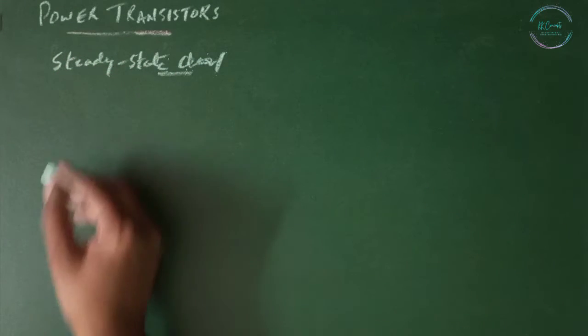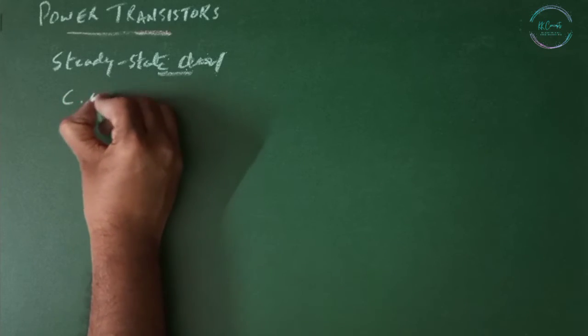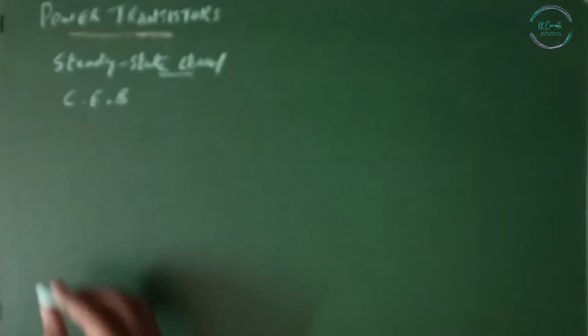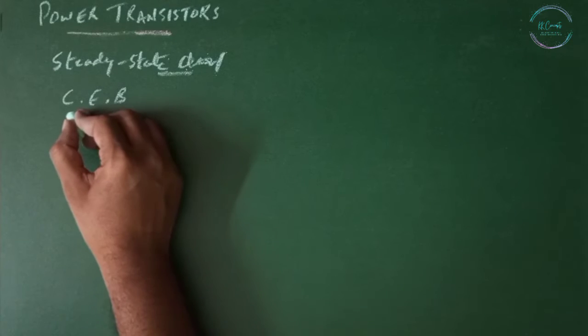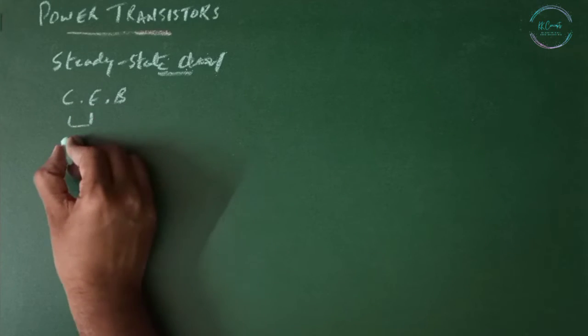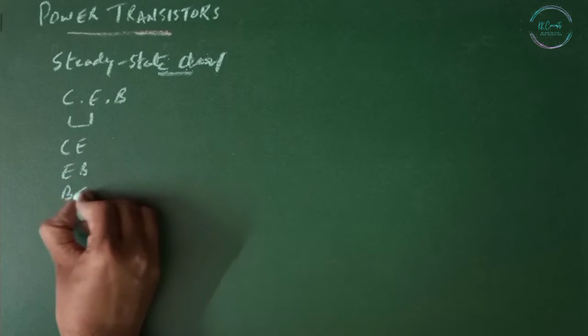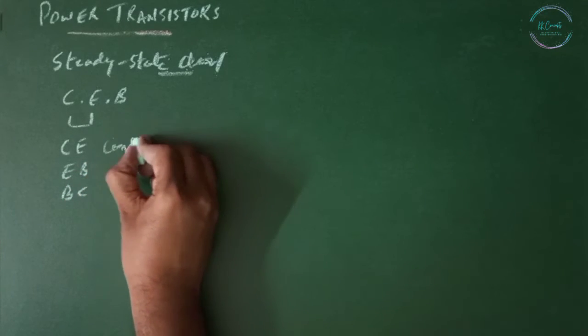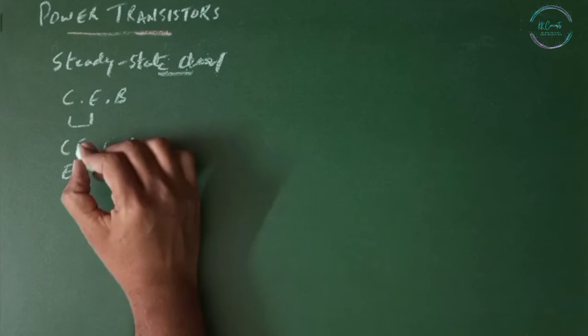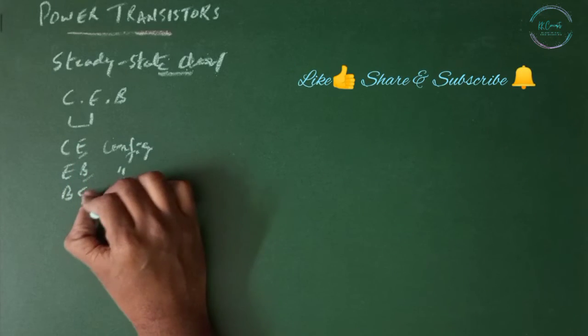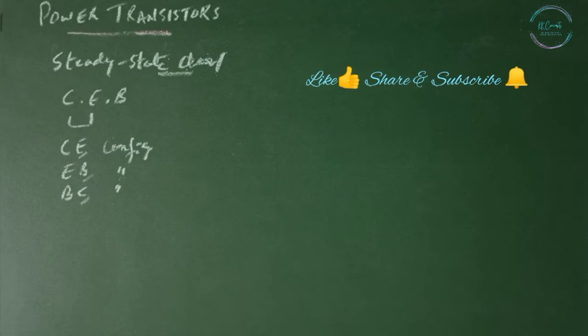Since we have three terminals, collector, emitter, and base, there are three possible combinations: collector-emitter, emitter-base, and base-collector configurations. The possible configurations are common emitter, common base, and common collector, of which the common emitter configuration is used for switching operations. Let us see how it applies.